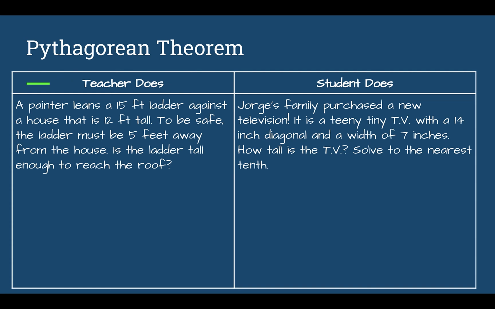Now let's look at a problem in context. The Pythagorean Theorem is very useful in context, especially when you're trying to find the distance between two things to see if something works or not.